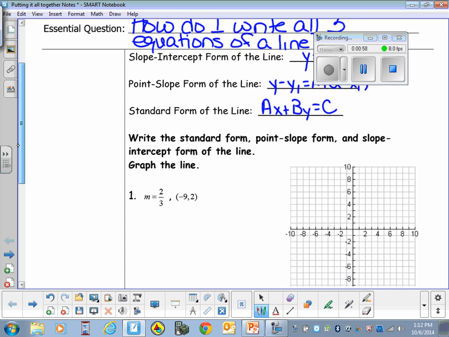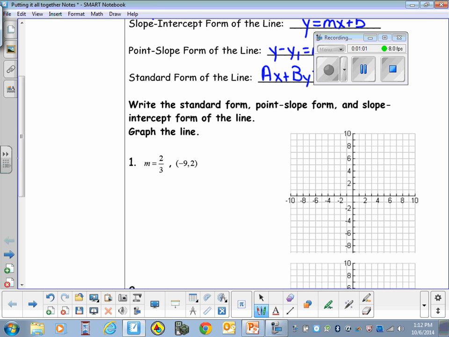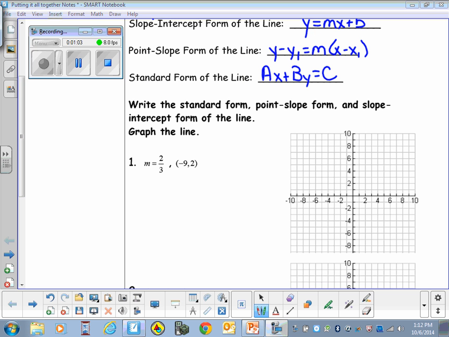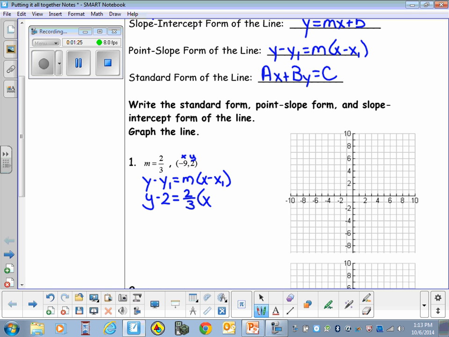So for this example, we are going to write all three forms of the line given the point and the slope. Since I'm given the point and the slope, the easiest thing to do first is our point slope form. And I have my x and my y. So y minus 2 will equal 2/3 times parentheses x minus a negative 9, which is the same as plus 9. So there's point slope form.